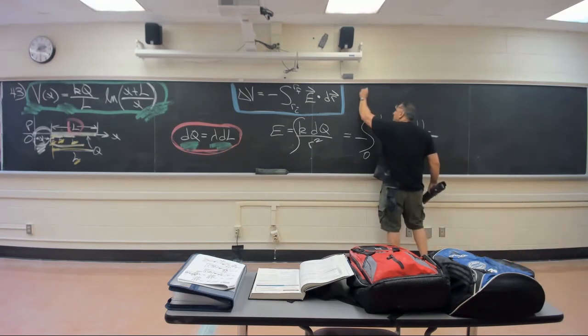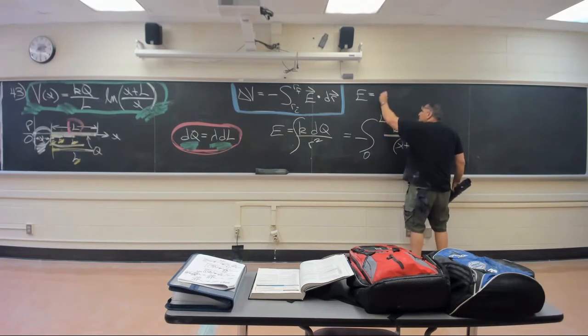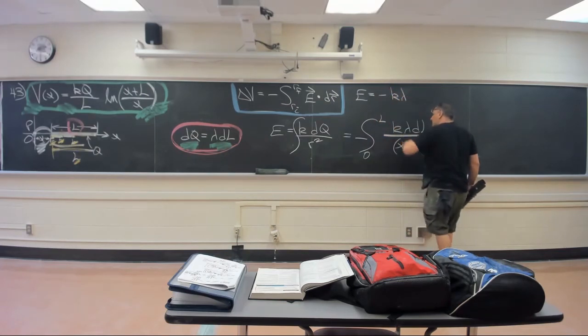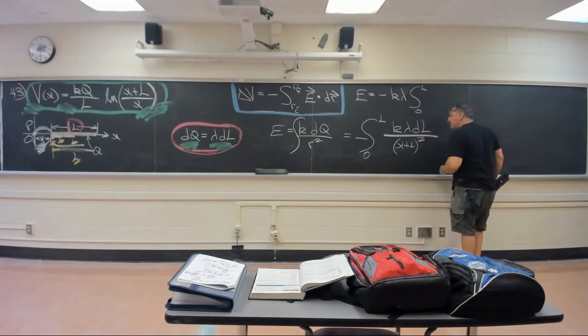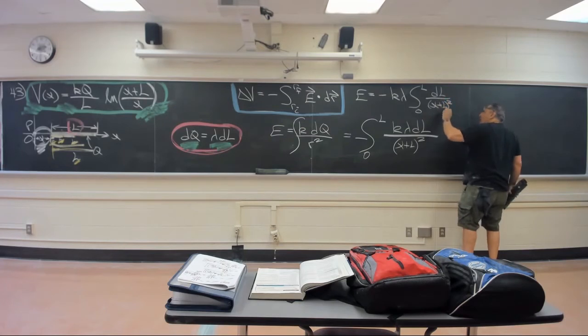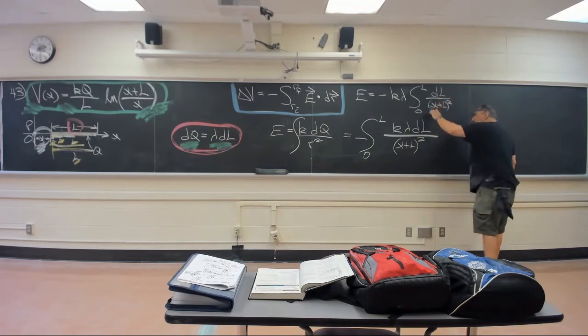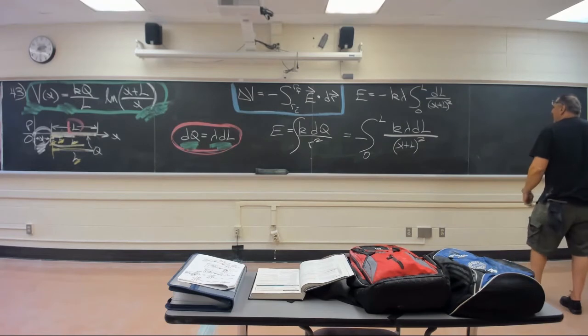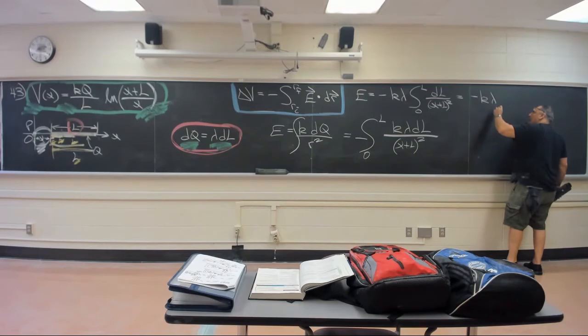That is E equals negative k lambda, integral from 0 to L, dl over the quantity x plus lambda. Now look, be careful. The L is a constant here, but not here. It's a variable here. It's being integrated with respect to L. The x is a constant. When you get the antiderivative of all that, you end up getting negative k lambda.